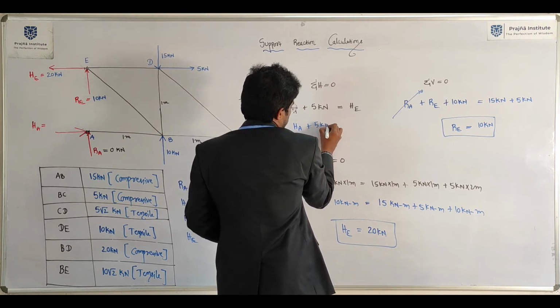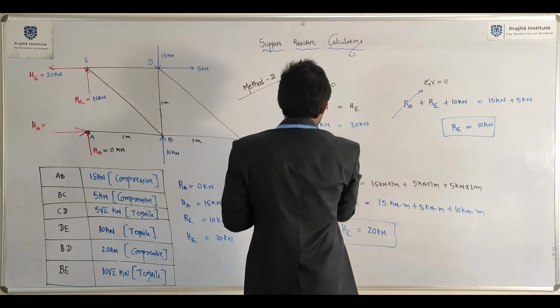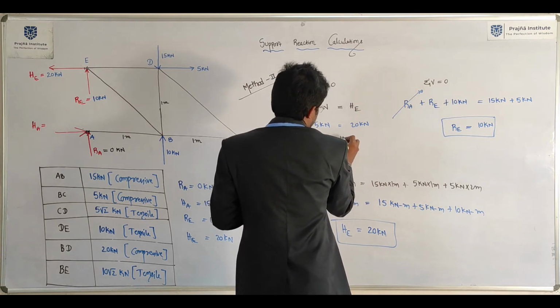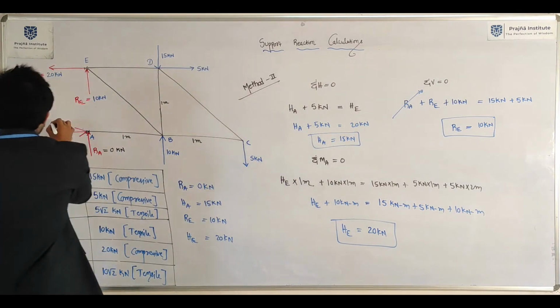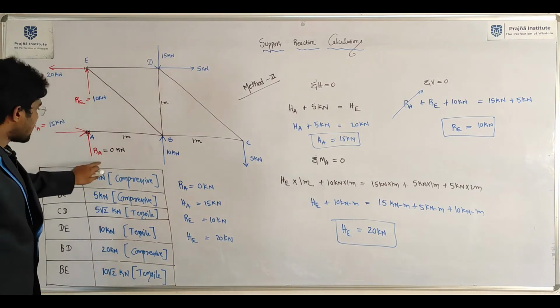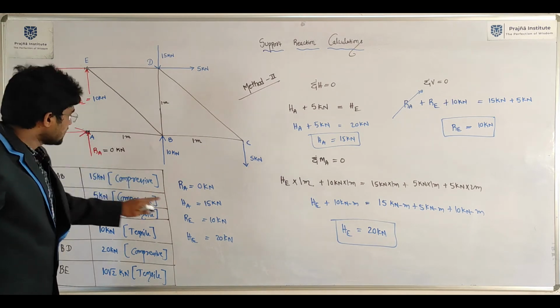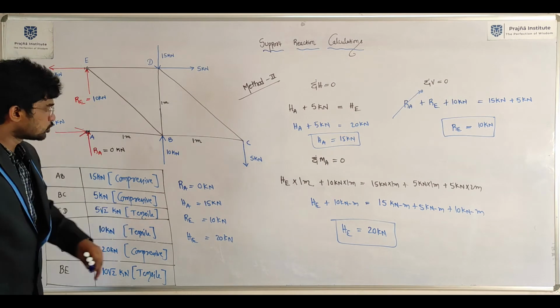Ha plus 5 kilonewton equals He, which is 20 kilonewton. So Ha equal to 15 kilonewton. Are you getting the same values? Check it out. Ra 0, Ha 15, Re equal to 10, He equal to 20.